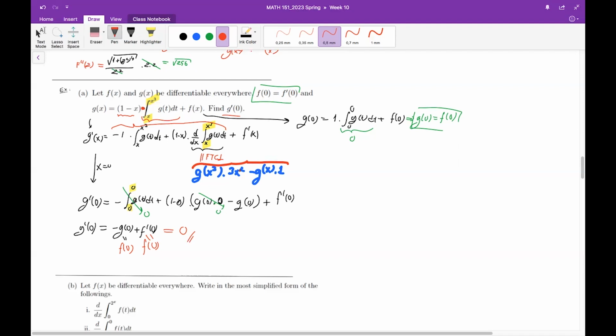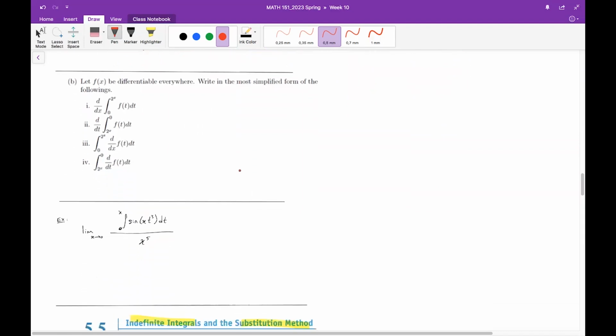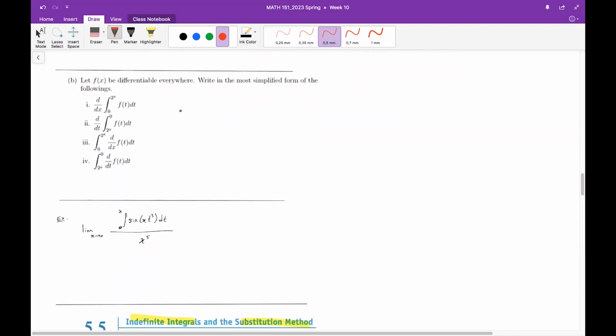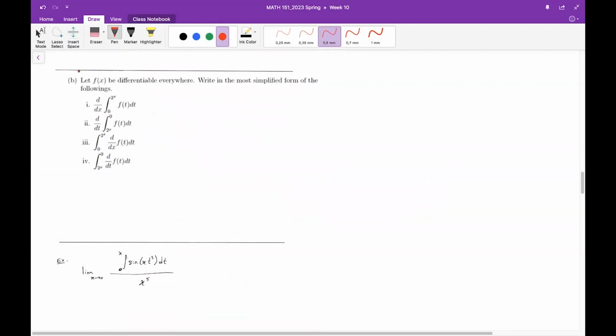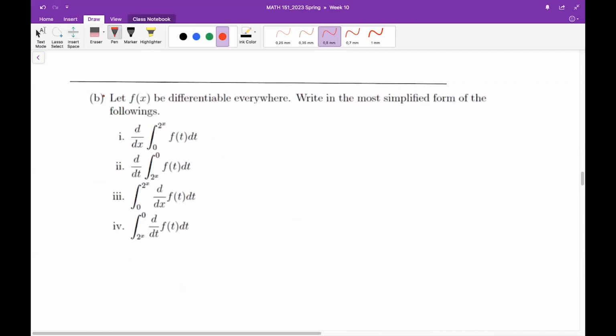Okay. If no questions, I want to solve this last example here before the break, okay? Let me handle it before the break and then we can take a 10 minute break.